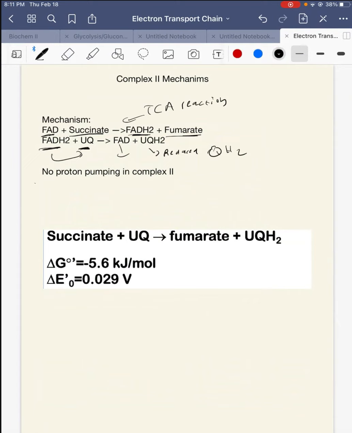So something important, like I said, is there's no proton pumping in this reaction. This complex does not contribute to the proton gradient. It's mainly just a way for FADH2 to enter the electron transport chain. So we'll see that the equilibrium is approximately around 0, and the delta E is slightly above 0.